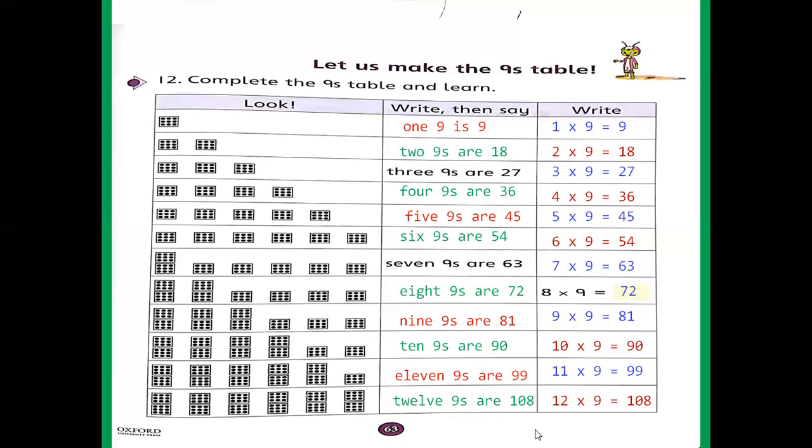So this is the last page for today, and this is the table number 9. I hope you understand how you will write the table of 8 and 9. This is homework: pages 60, 61, 62, and 63 in the book. First you write the table, then memorize, and then write the table of 8 and 9 in your notebook.